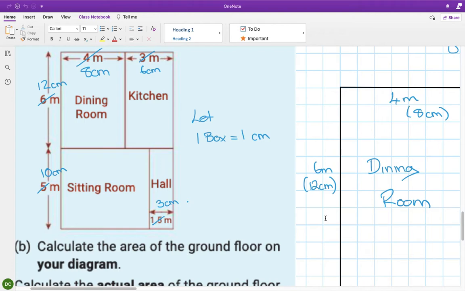It's 3 meters in real life. On our scale, it's 6 centimeters. Down the bottom here, we have the sitting room. So the sitting room was 5 meters here in real life and 10 centimeters here. And then that just left the hall, which was 1.5 meters or 3 centimeters on our scale.